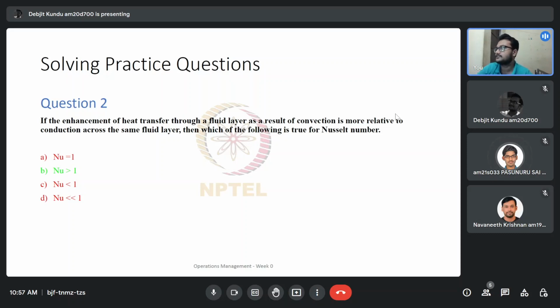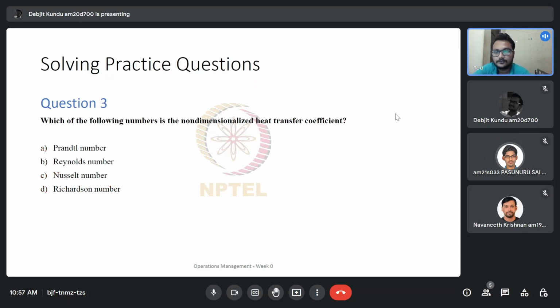Great. So moving on to the next question, question number 3. Which of the following numbers is the non-dimensionalized heat transfer coefficient? This is an easy one. There are 4 options: Prandtl number, Reynolds number, Nusselt number, and option D, Richardson number. So I hope you can pick the correct one. I am sharing the poll.